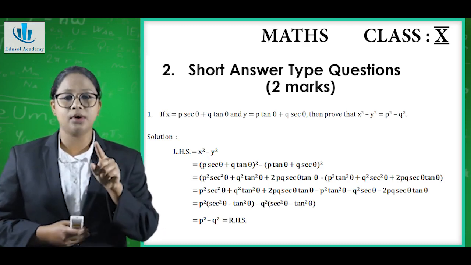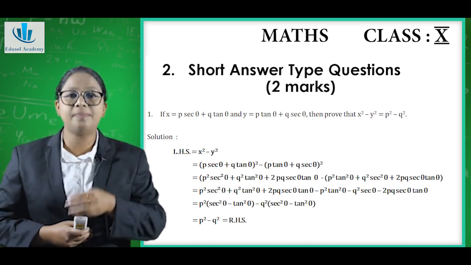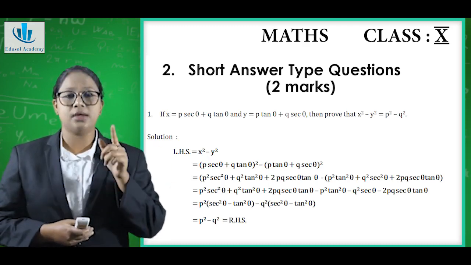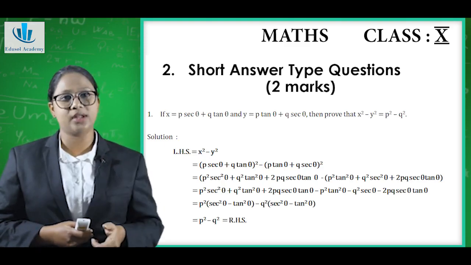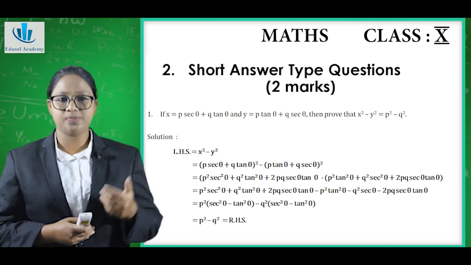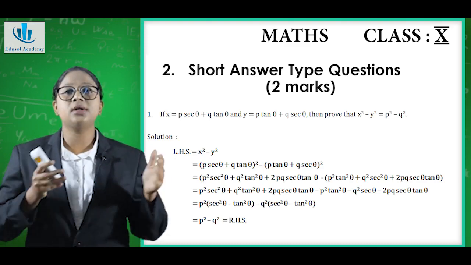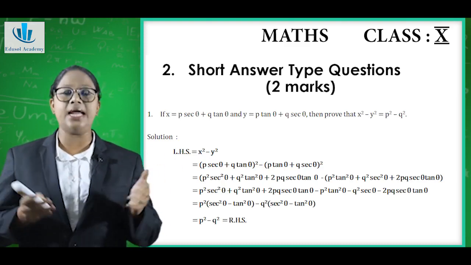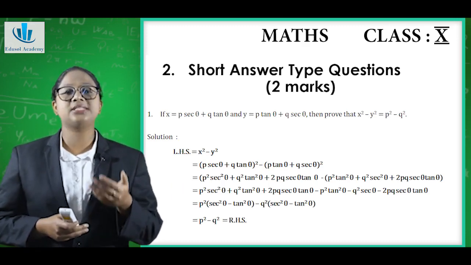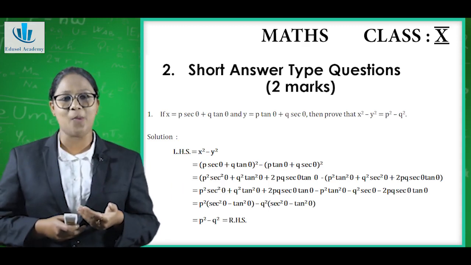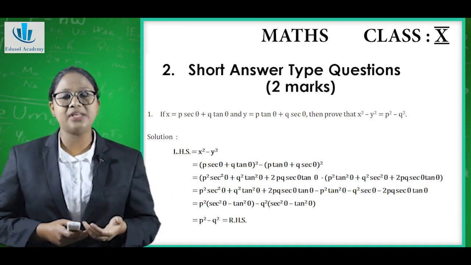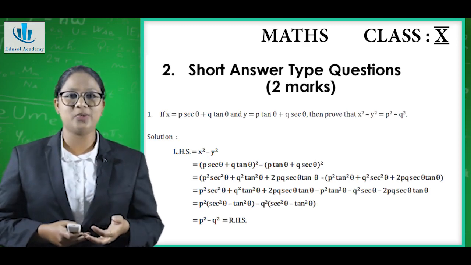Now another usual mistake that students make is simply put the square and open the bracket. No, these are in the form a plus b whole square. So you have to apply the identity a square plus 2ab plus b square. So there will be 3 terms when we apply the identity before opening the brackets. After opening the brackets and cancelling out the common terms, we can prove that x square minus y square is equal to P square minus Q square.